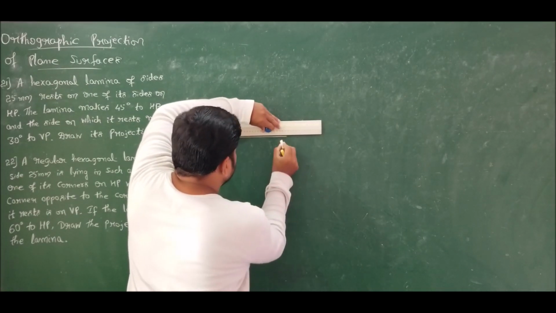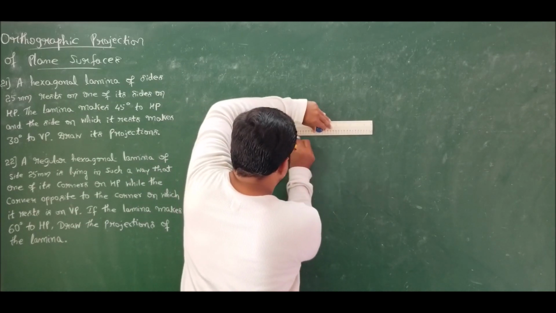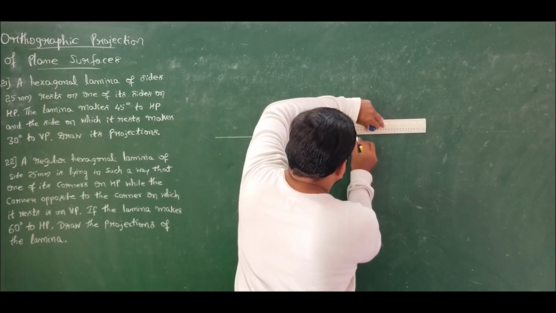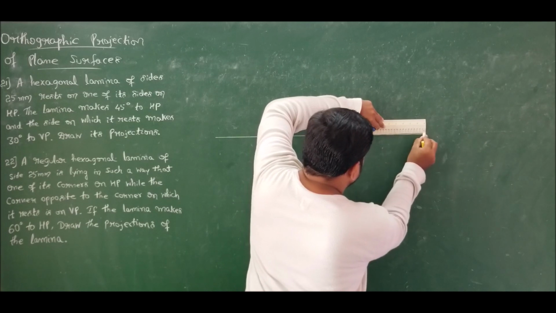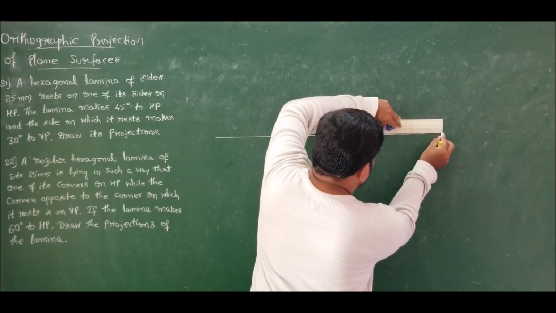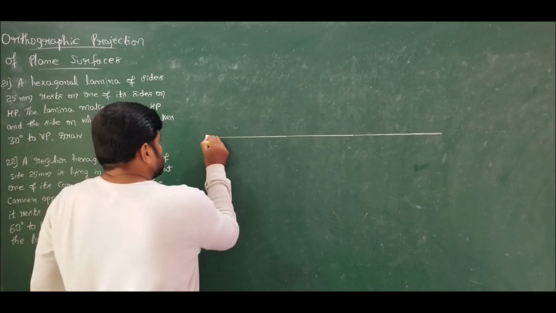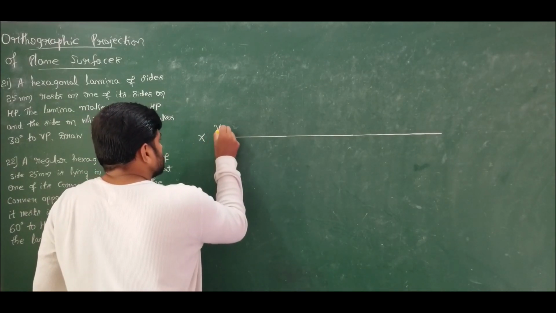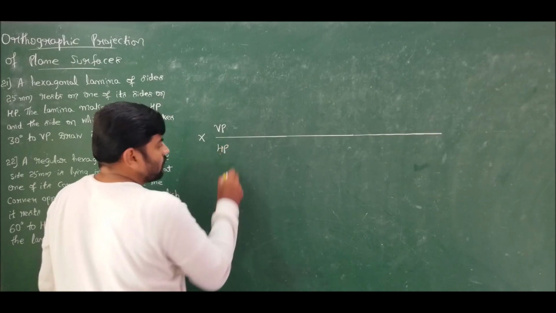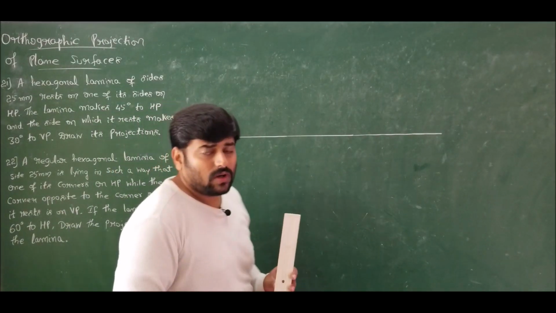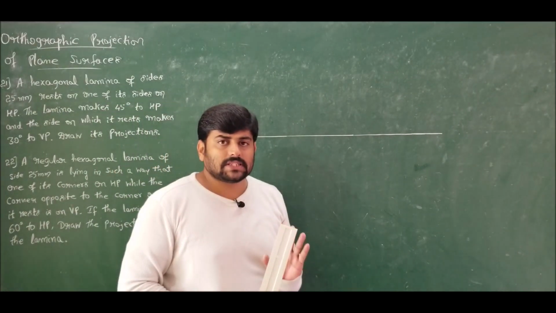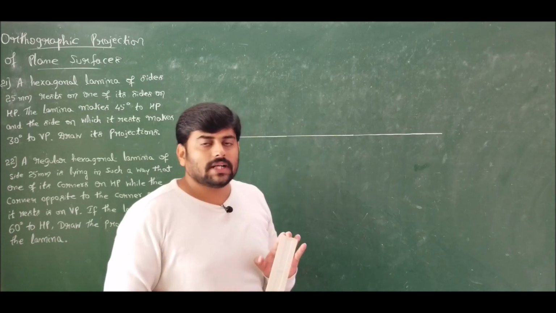Let me draw the XY line and construct the hexagon in the top view. The laminae is resting on HP, so the top view will give us the shape of the laminae. This is X, this is VP and HP for first angle projection. Now I want the laminae to rest on one of its sides, that is on its edges.